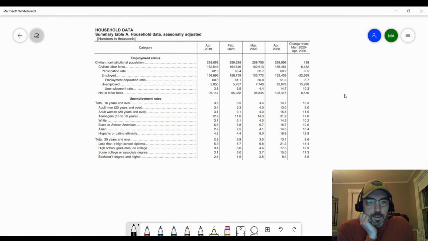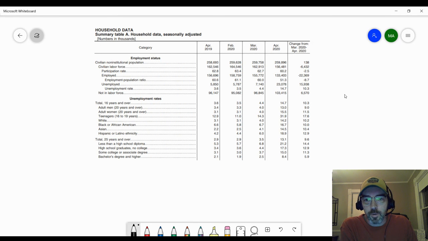So this is called the household data. It's a summary of a household survey. The Bureau of Labor Statistics, a government agency, is constantly making phone calls to a sample group of households throughout the country and asking them questions about their unemployment or employment status. Do you have a job? Do you not have a job? Are you looking for work? That's plenty. They have a whole series of questions they run through, and they collect this data.